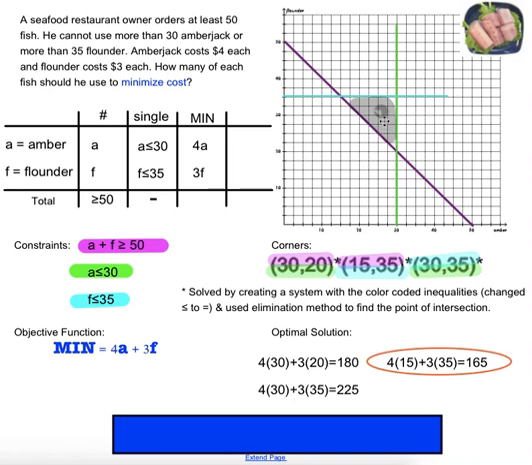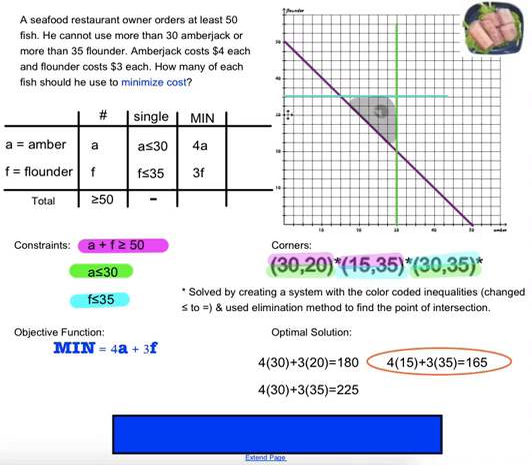Now, to find the corners of this feasible region, some are easy and some are not so easy. Of course, where the green meets the blue, that's pretty easy to find. That is (30, 35), which makes sense. It's where lines 30 and 35 cross. But the other ones are not so easy to find. So what I did was, using the substitution property this time, I took 30 for amberjack and put it in my equation, and I solved for my flounder, which is 20, which makes sense. That's what it looks like.